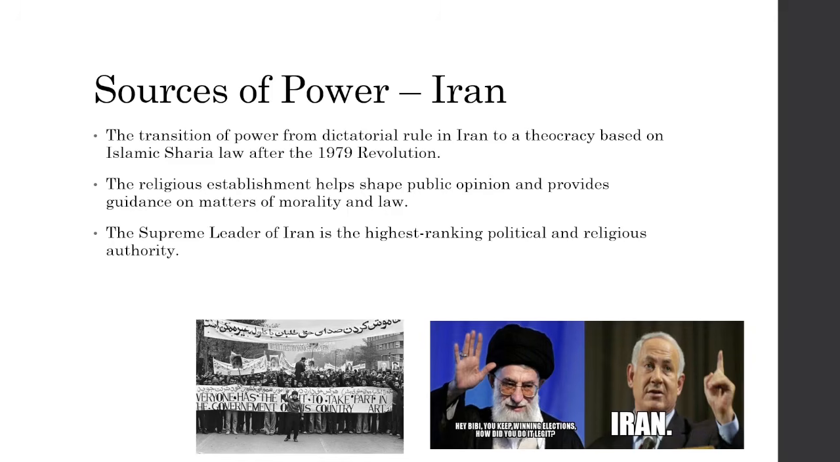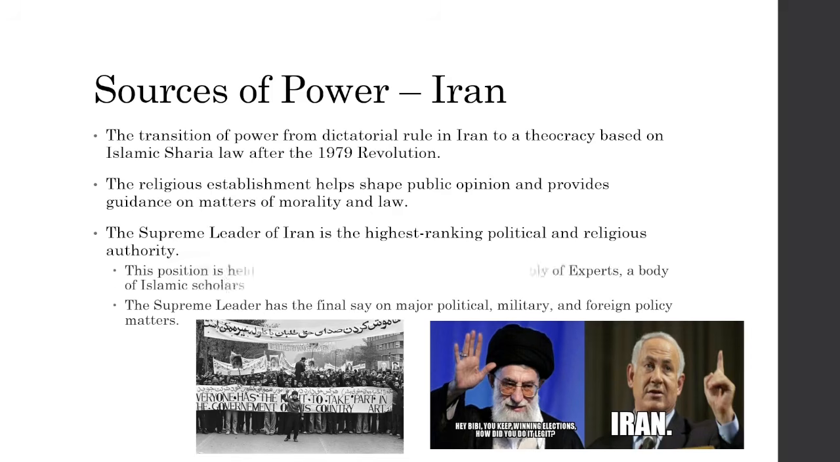And then the supreme leader of Iran, who is not elected by the people, is the highest ranking political and religious authority. The supreme leader has the final say on major political, military, and foreign policy matters. And this position is held by a cleric who is appointed, not elected, by the Assembly of Experts, which is a body of Islamic scholars.